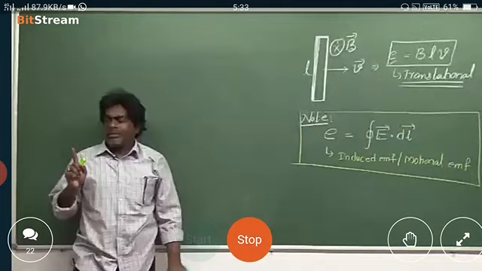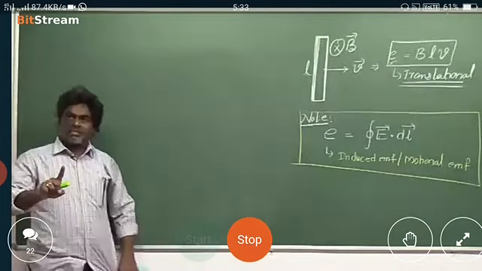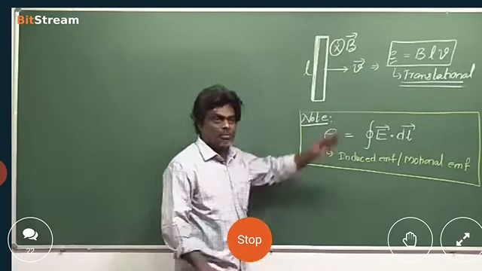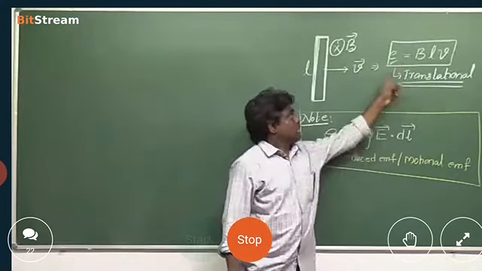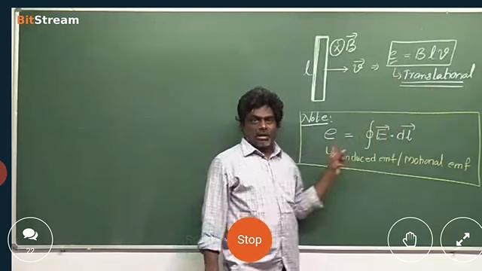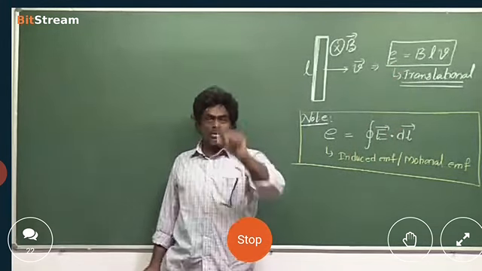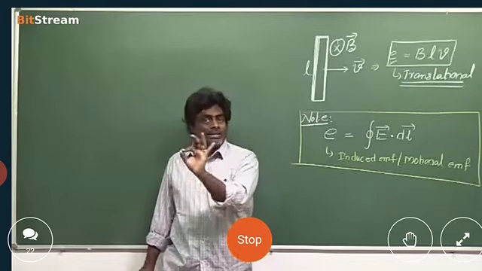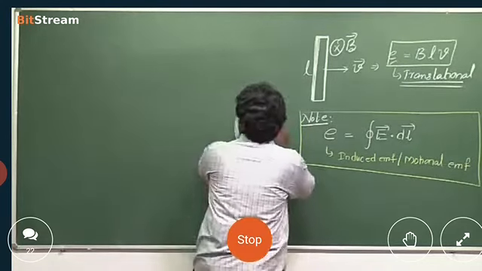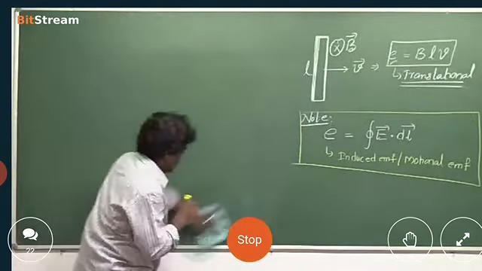So, a rod of length L is moving with the velocity V in the presence of a magnetic field. What is the induced EMF? BLV, translational. And this also don't forget: induced EMF or motional EMF is equal to the circular integral of E bar dot dl bar. Again we'll come back to this.